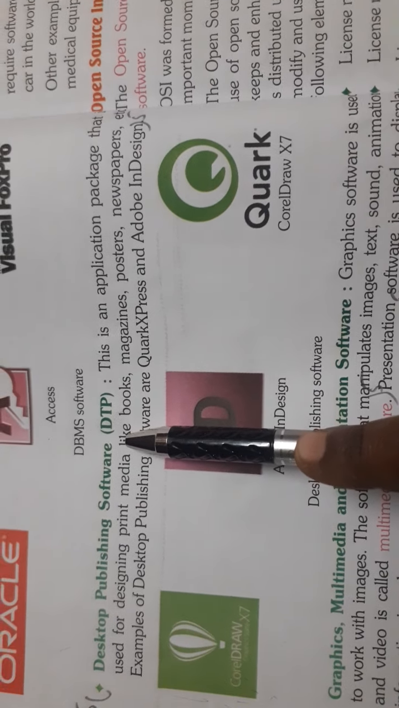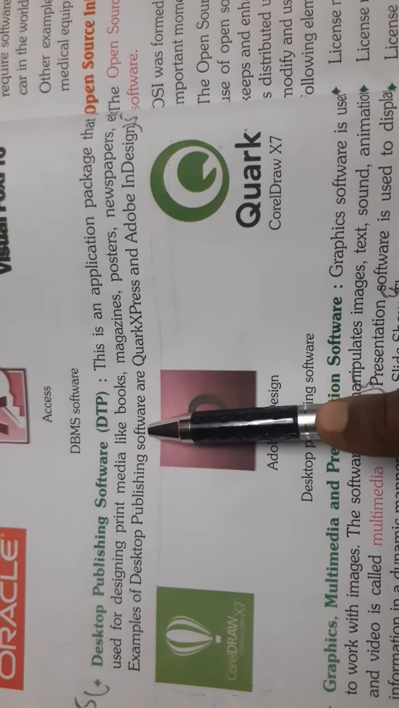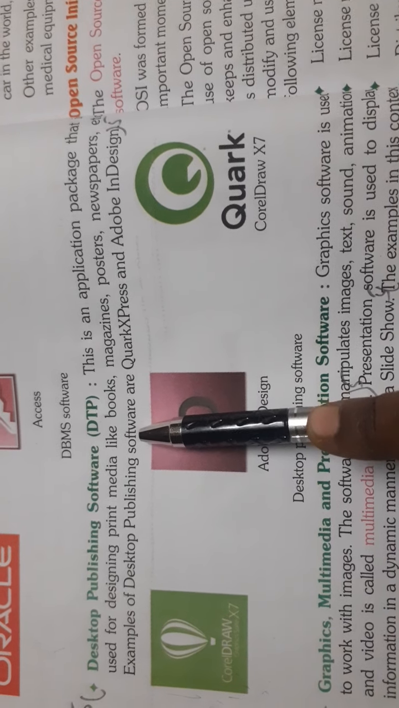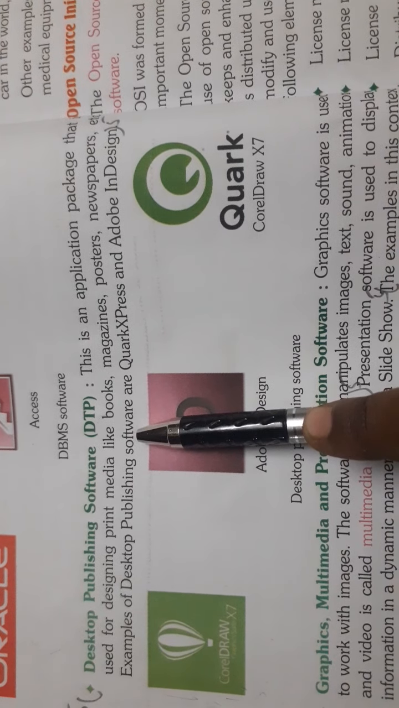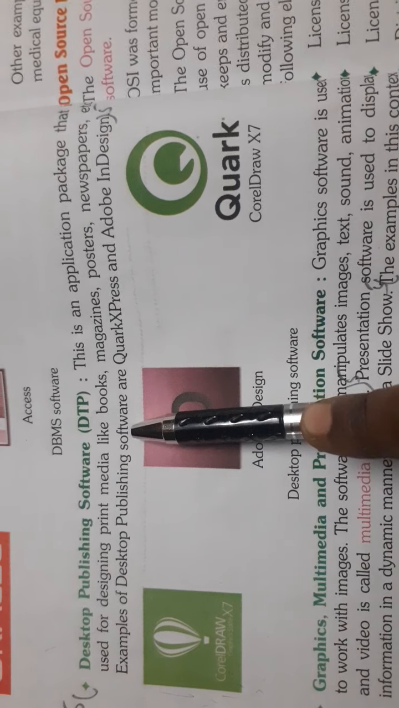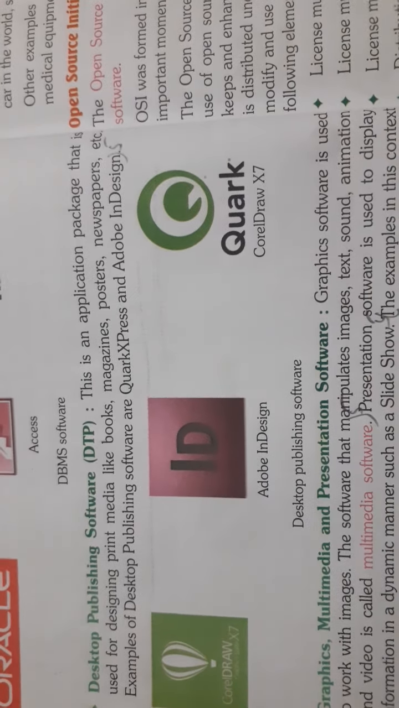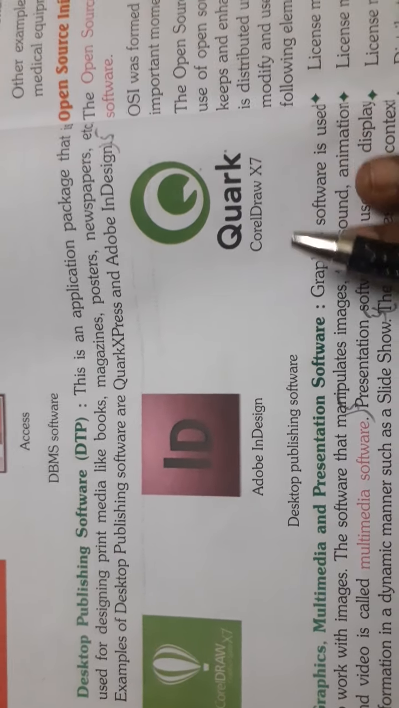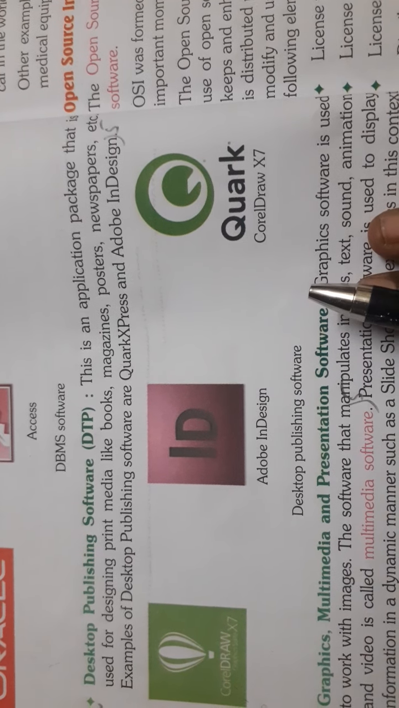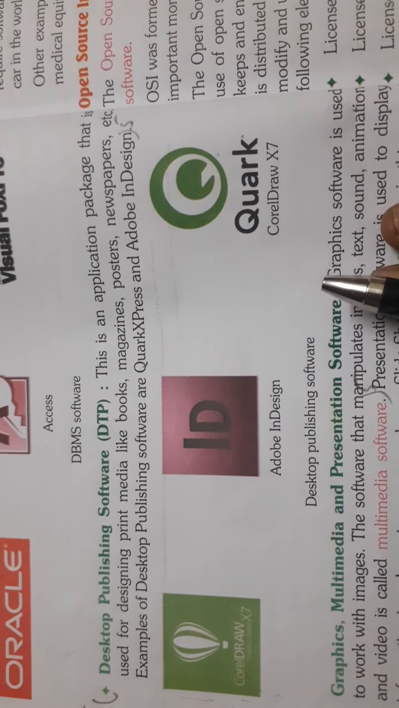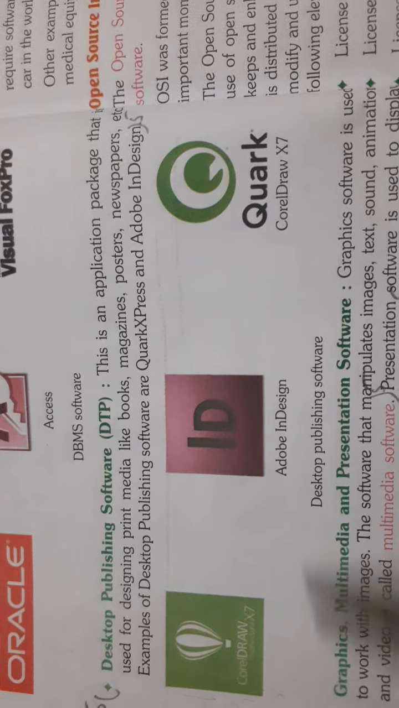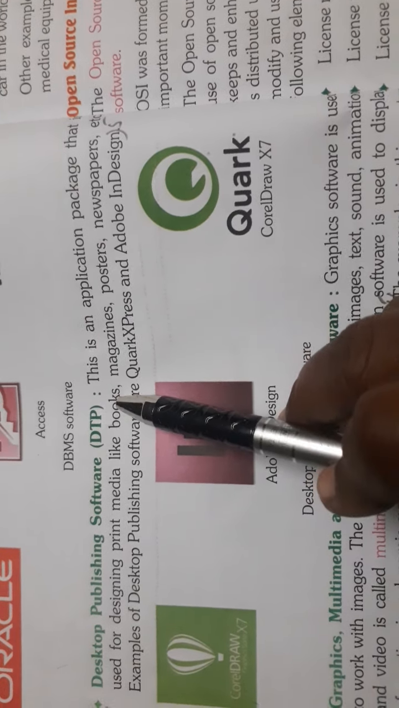So what is desktop publishing software? By using this software we can design invitations, banners, magazines, posters. Okay, different posters we are seeing now, and pamphlets, brochures, school brochures. All these we can design by using this desktop publishing software.